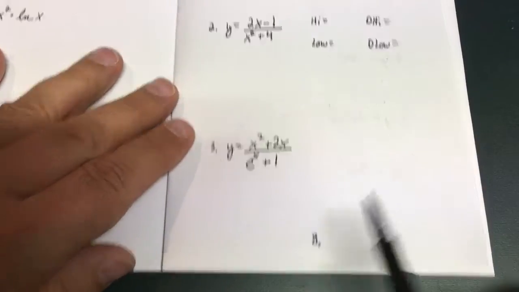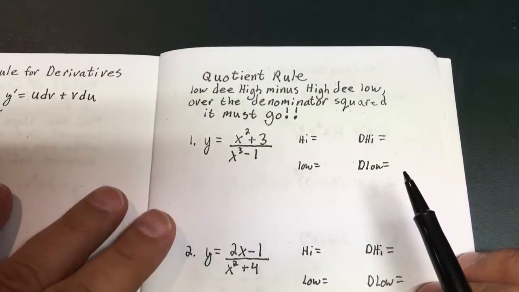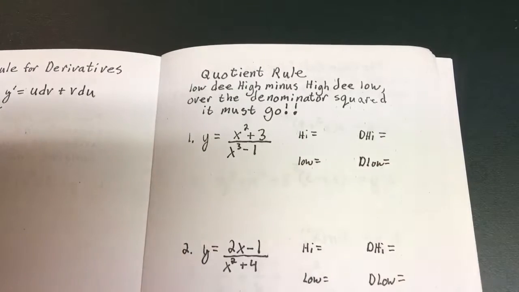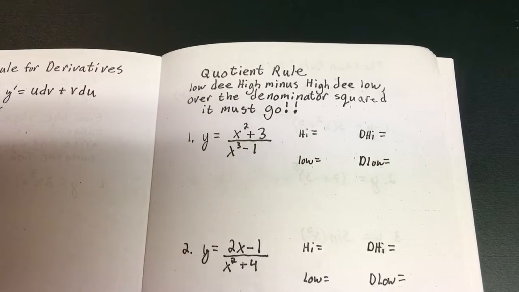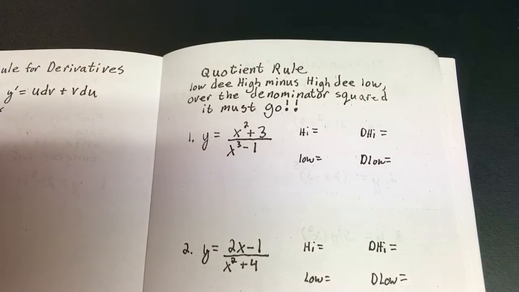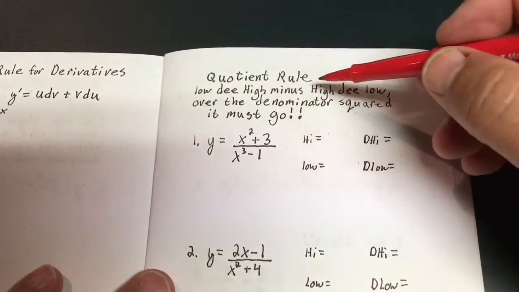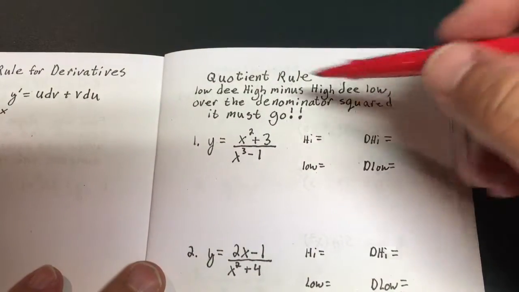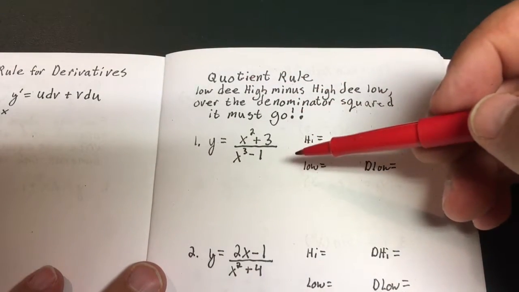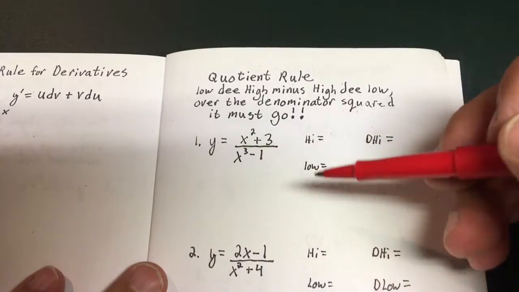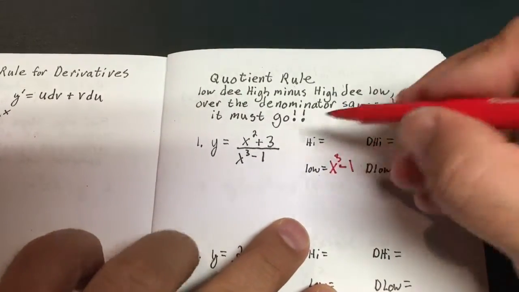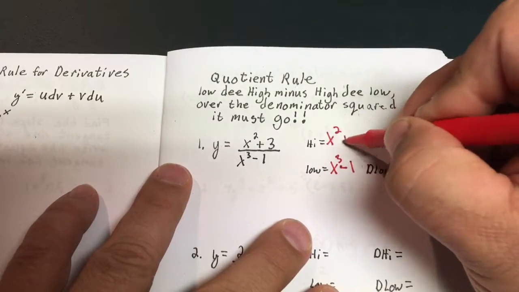We're on page 8, and what we're going to do here is something called the quotient rule. The quotient rule happens when you have a fraction. That's the quotient. So we have this cute little saying: low d high minus high d low over the denominator squared, it must go. So I'm going to designate x cubed minus 1 as low. So x cubed minus 1 is the low, and the high is going to be x squared plus 3.